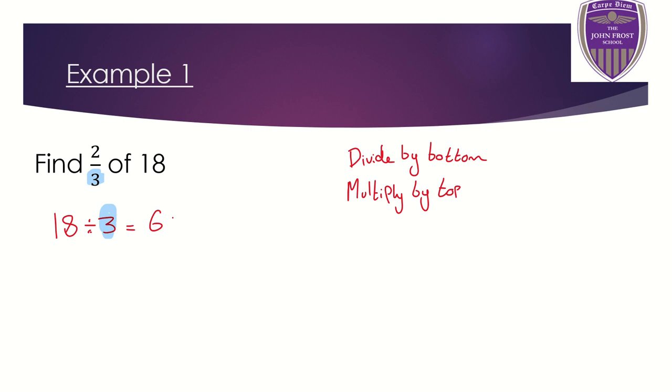Then, using this answer, we're going to multiply by the top. So we're going to do 6 times 2, as 2 is my top number up here. So we're going to times it by 2. Okay, and that is 12. The answer to this question, 2/3 of 18, is simply 12. Okay, so it's nice and straightforward. There's only 2 steps to this lesson, and that is to divide by the bottom and then multiply by the top. Let's have a look at another example.